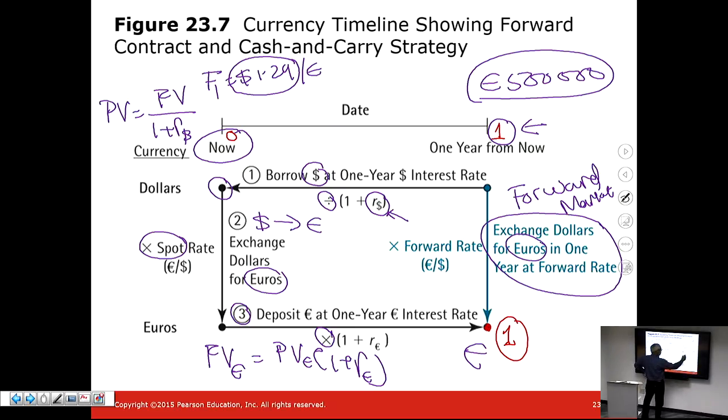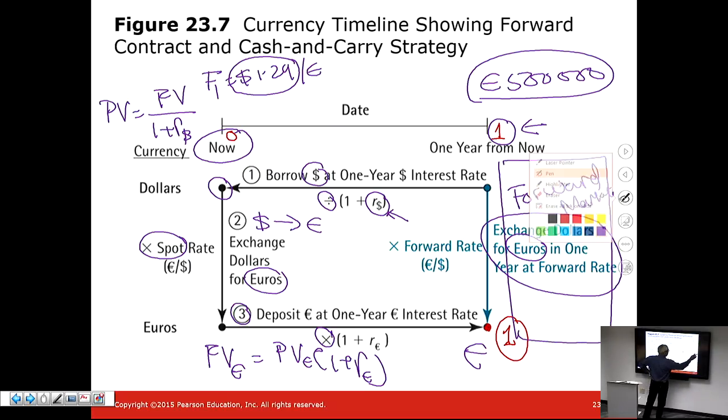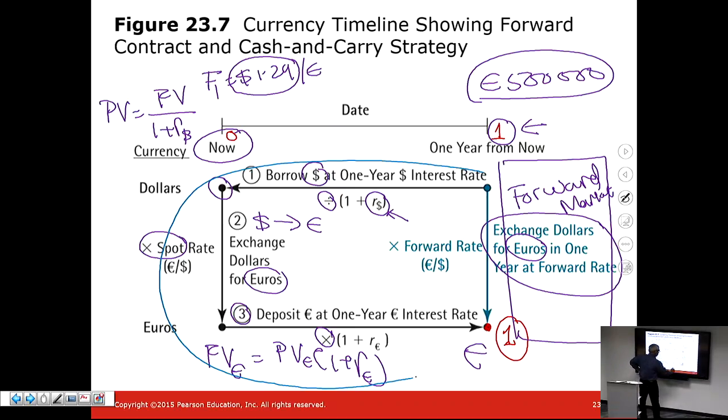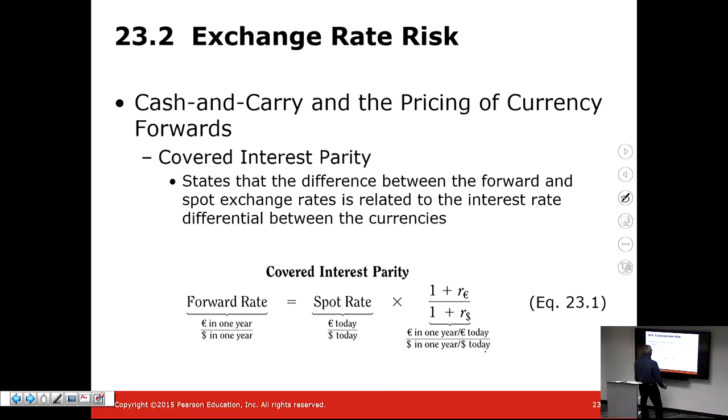So in the forward market, this is one strategy I used. And this whole thing, this 3-step process, is a second strategy I'm using. We call that strategy the cash and carry strategy. So if these two things both end up giving me euros in the future, then what can I say?